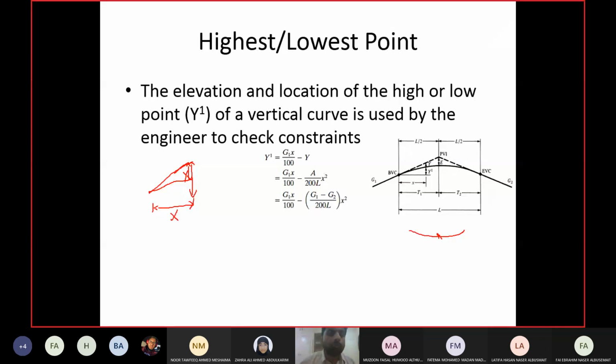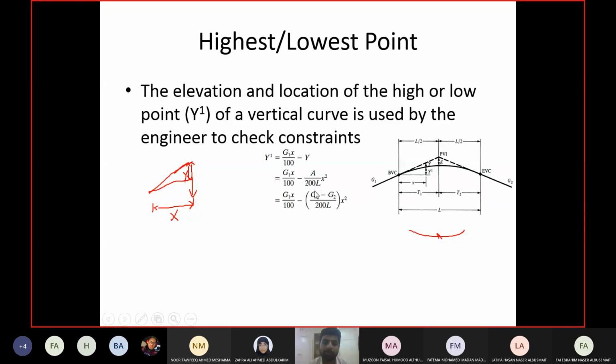Now, how to find out the distance and the height of the highest or the lowest point? If it's a sag curve, the equations will give the lowest point. If it's a crest curve, the equation will give the highest point. The equation will not change. You will just look at the curve and say, this equation is for the lowest point, or for the highest point. The equation remains as it is.